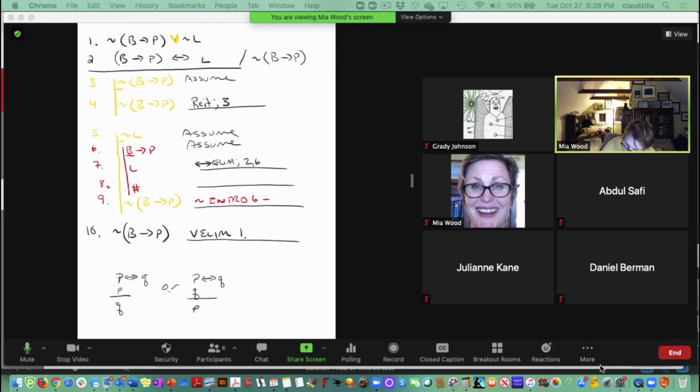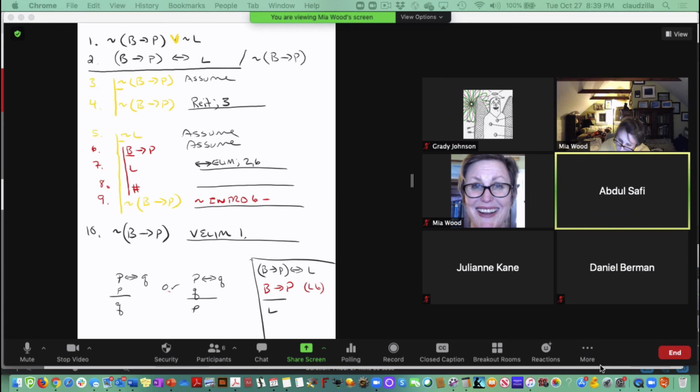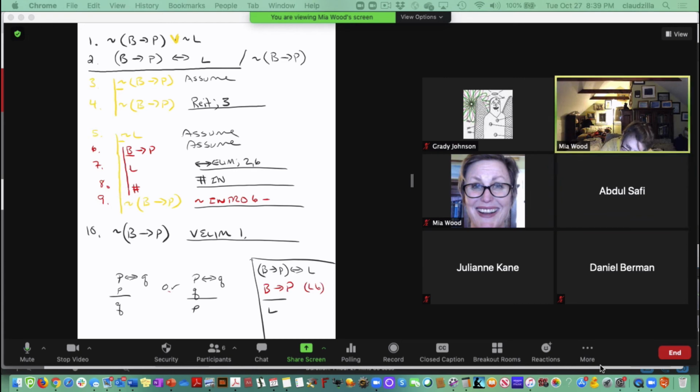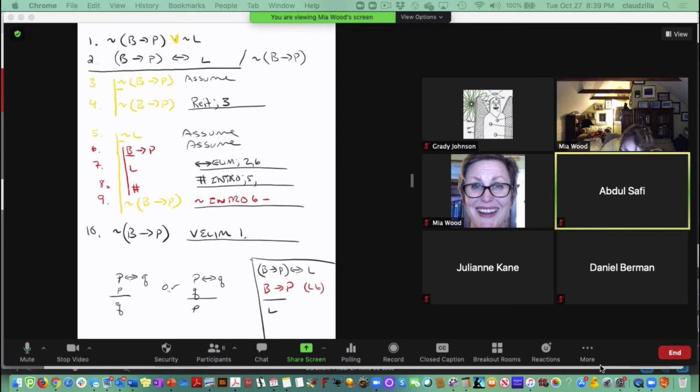So think about it this way. I'm going to pull line 2 off to the side. B arrow P, biconditional L, and then I know I want L. So now the question is, how do I dismantle that? Oh, it's line 6, right? B arrow P at line 6. Okay. All right. How about the contradiction at line 8? That's a contradiction intro from line 5 and 7. Beautiful. Contradiction intro, 5 and 7, yep.